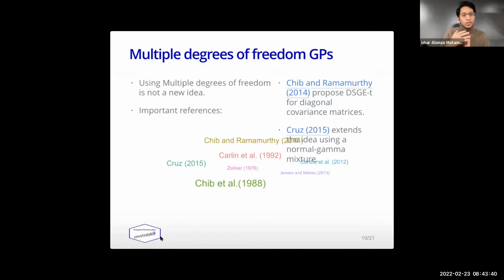Well, that is the part of Student T process and Gaussian process work that has been done so far. Now we're going to talk about how to generalize the idea of a Student T process to multiple degrees of freedom. Well, the theory of multiple degrees of freedom is not a new idea itself.